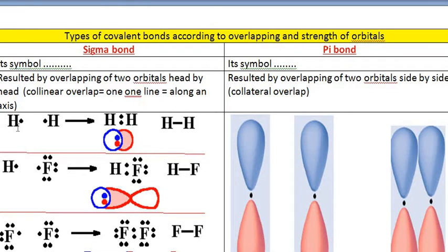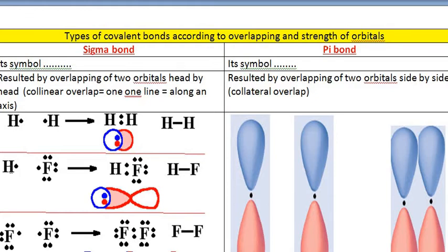So the overlap of the 1s and 1s of two separated atoms, when they approach each other to form a covalent bond, this overlap between the two atoms, and this is the overlapping region between them, and this bond is called covalent bond. The type here is sigma bond. Sigma bond means covalent bond which is produced from the head-to-head overlap, like this way. This is a strong overlap.